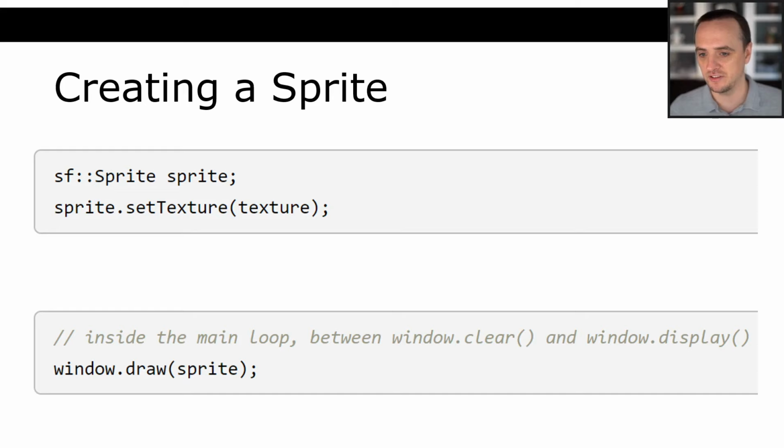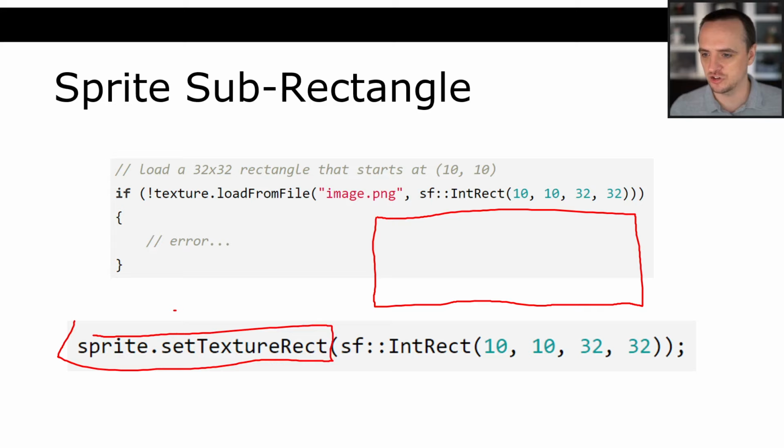And so this is how you actually specify that. You say sprite.setTextureRect. So set the rectangle within the texture that I want to display. And I'll give it some parameters over here, which is the x, the y, the width, and the height. That's it. That's how we specify that.